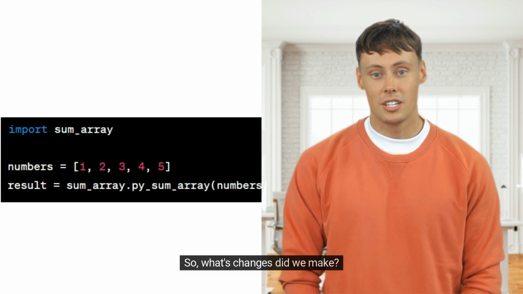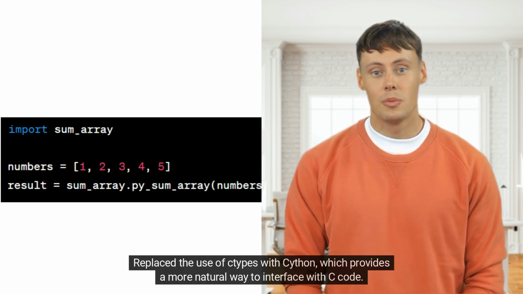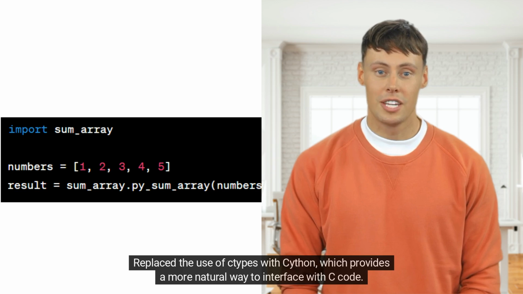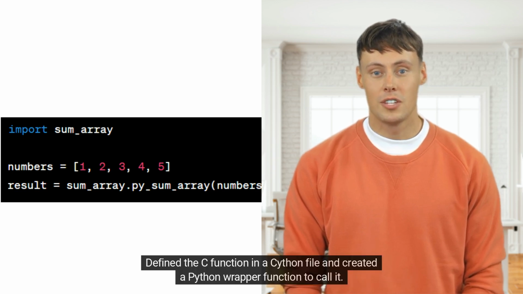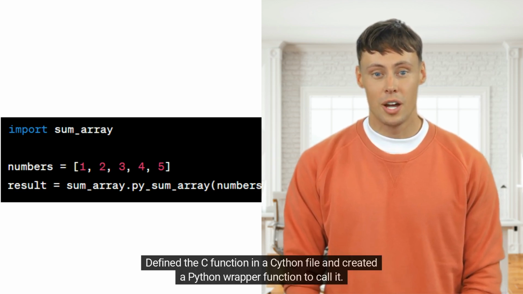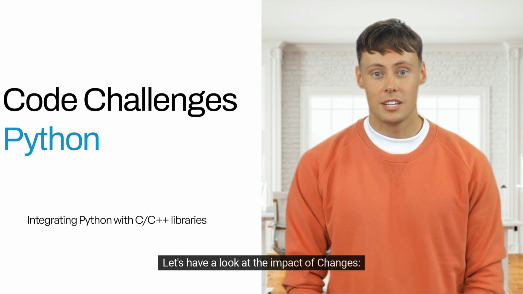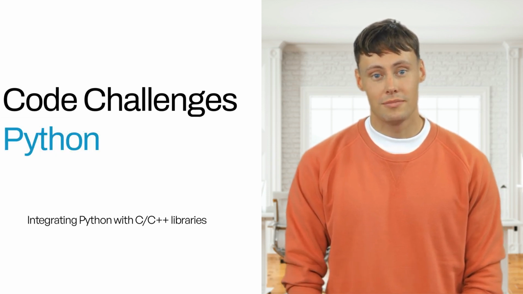So, what changes did we make? Replace the use of C types with Python, which provides a more natural way to interface with C code. Defined the C function in a Python file and created a Python wrapper function to call it. Let's have a look at the impact of changes.